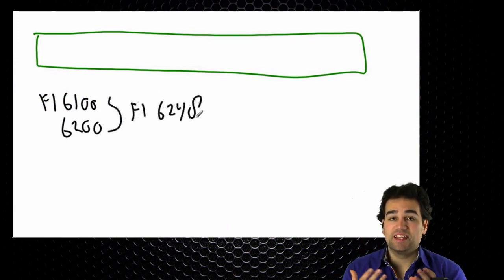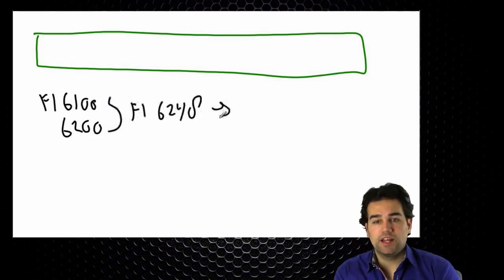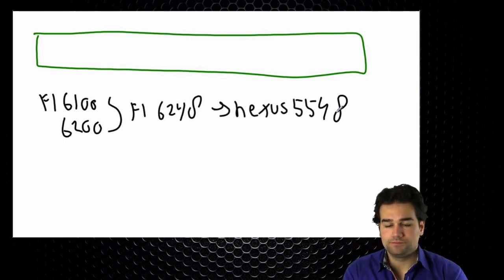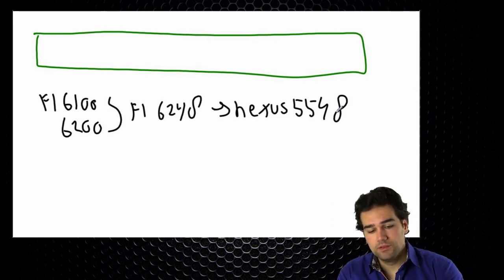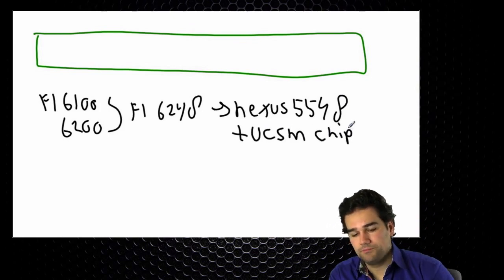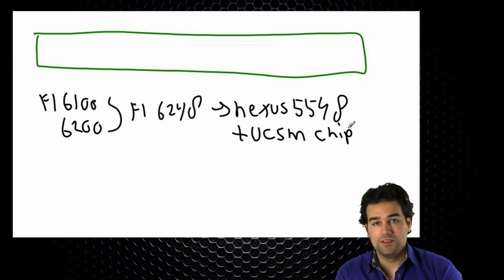As I said before, it's like a Nexus switch. So this Fabric Interconnect is based on the Nexus 5548 switch. It is actually exactly the same hardware, but it has the UCS Manager chip running. It's exactly the same physical chassis and it has a different color. That's the only difference.